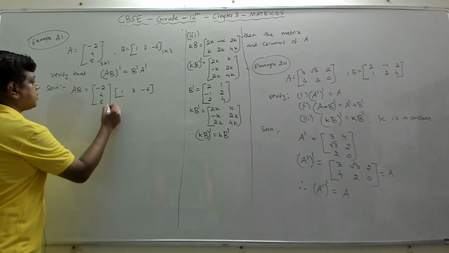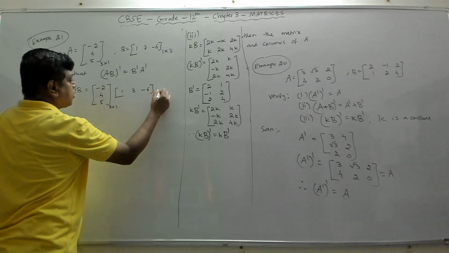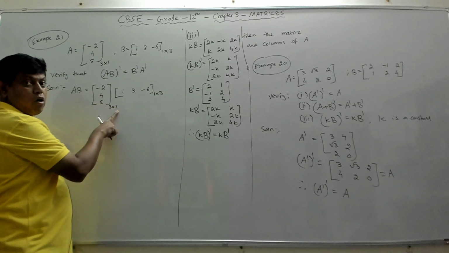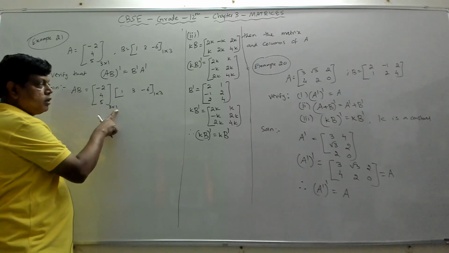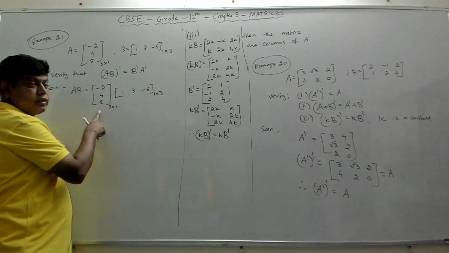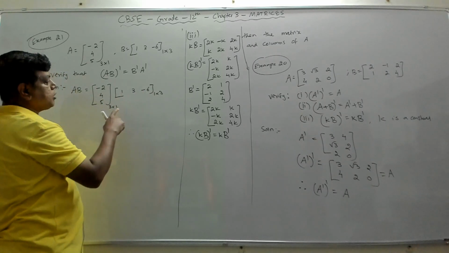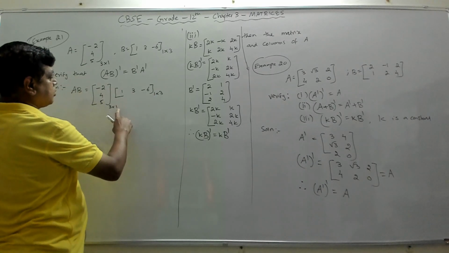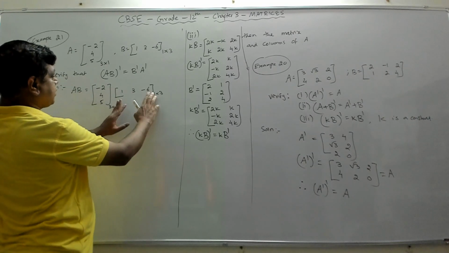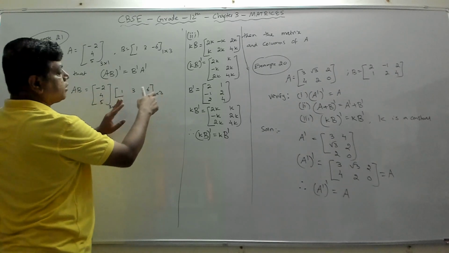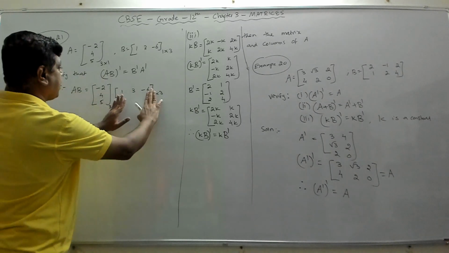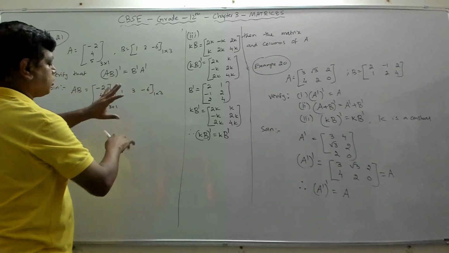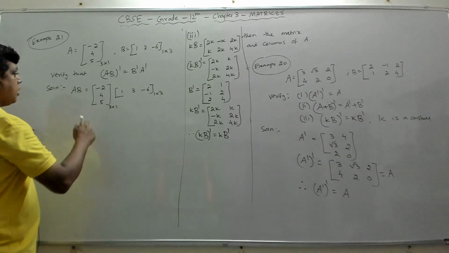So the order of this is 3 cross 1. The order of this is 1 cross 3. So the number of columns, that is 1, in the first matrix is equal to the number of rows of the second matrix B. These two, 1 and 1, should match. So we can multiply. If you multiply, the resultant matrix order will be 3 cross 3. Now let's try to multiply this.